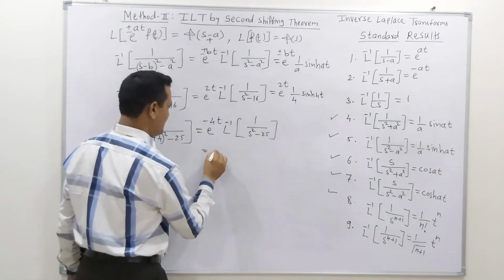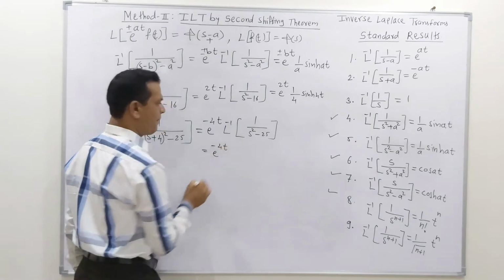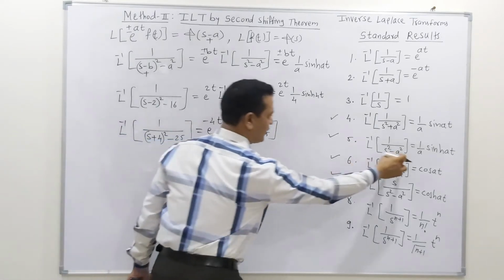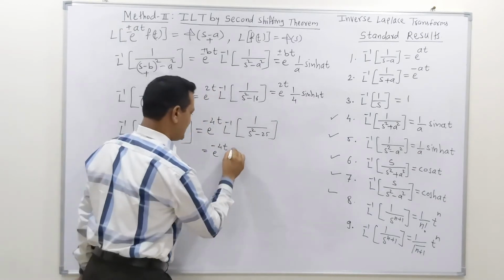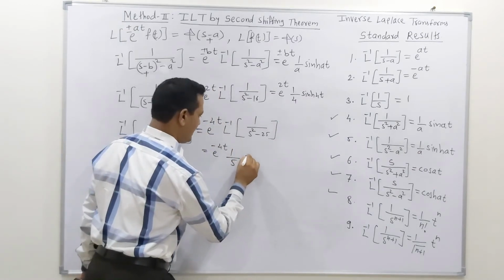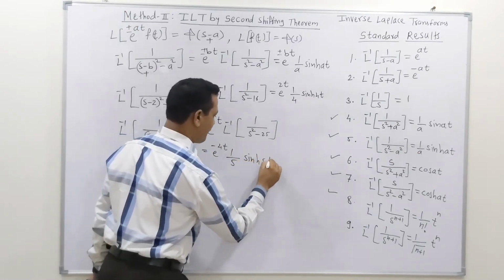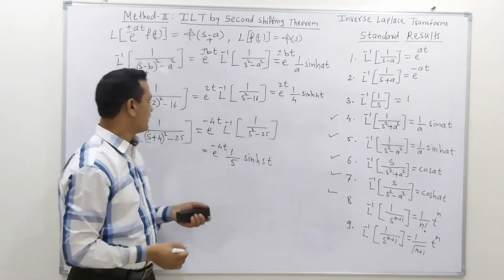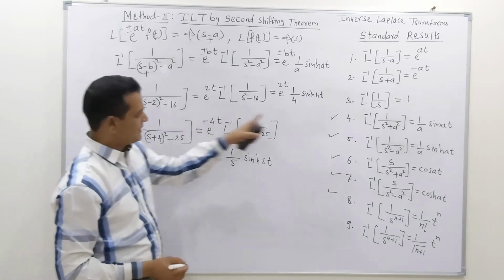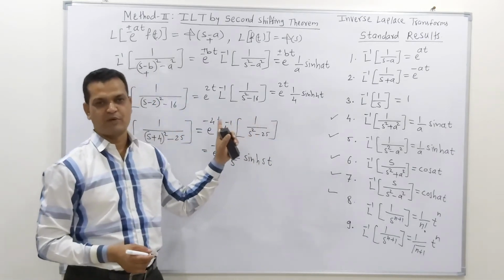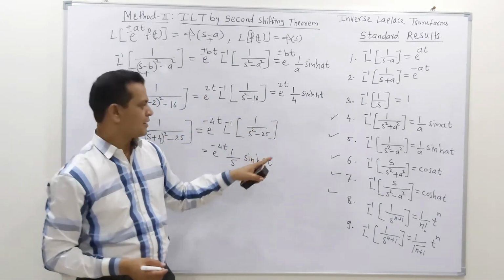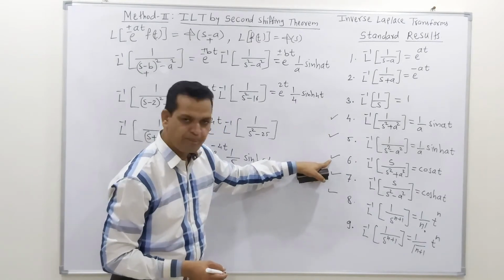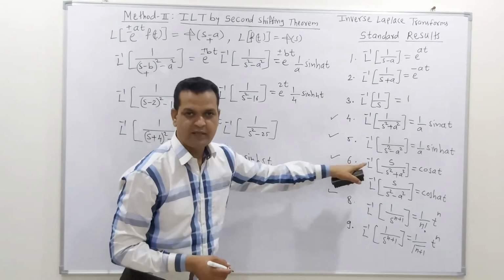So which is equal to e raised to minus 4t, and this is the standard result for a hyperbolic sine function, which is 1 upon 5 into sinh of 5t, because the value of a is 5, since 5 square is 25. So in this way we apply the concept of inverse Laplace transformation by second shifting theorem to results number 4 and 5. Now let's discuss result number 6.